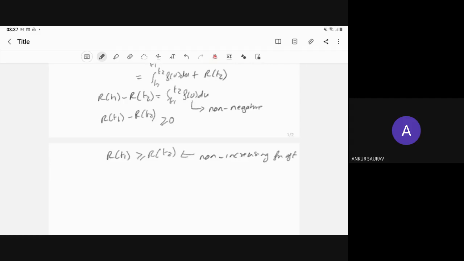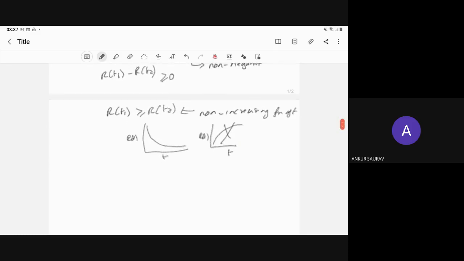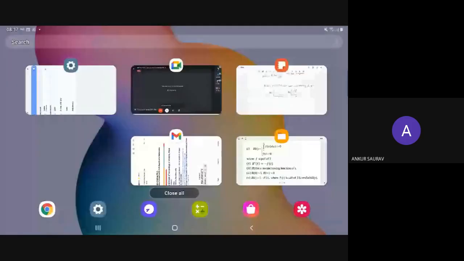So reliability with respect to time is always decreasing or remains constant. With time, the reliability will never increase. Reliability can increase after taking some measures, preventive measures or corrective measures, right? Then only you can increase the reliability, meaning you are changing the condition. Under a particular or specific condition, reliability can never increase.